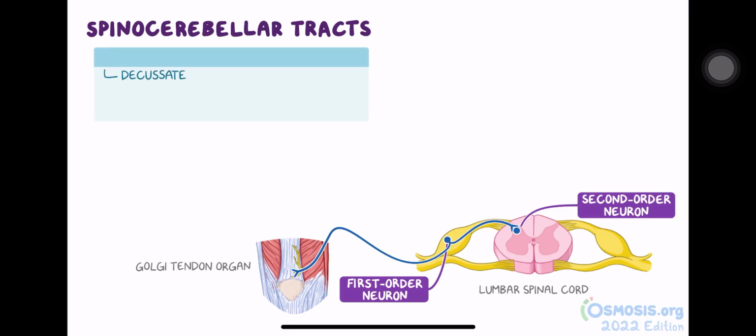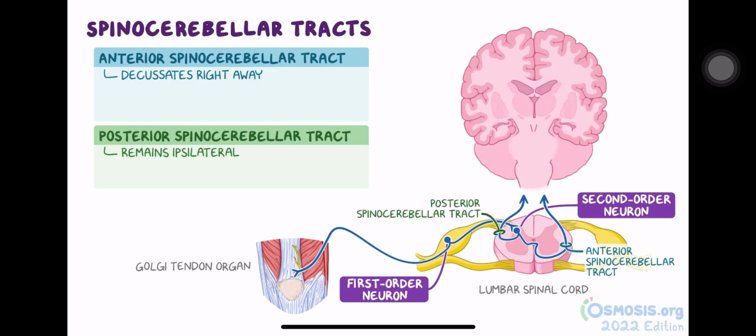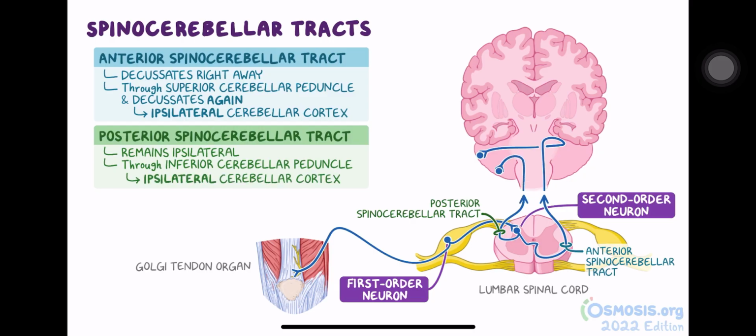The fibers either decussate right away and create the anterior spinocerebellar tract just lateral to the lateral spinothalamic tract, or they remain on the ipsilateral side to form the posterior spinocerebellar tract. The anterior spinocerebellar tract ascends to the superior cerebellar peduncle, passing through it and then decussating again before arriving at the ipsilateral cerebellar cortex, where it synapses on neurons there. On the other hand, the posterior spinocerebellar tract doesn't decussate. Instead, it ascends to the inferior cerebellar peduncle, passes through it, and arrives at the ipsilateral cerebellar cortex as well, ending its journey by synapsing on neurons in the cortex.